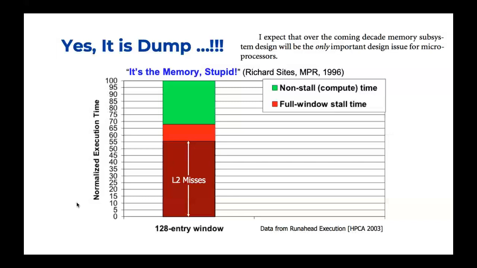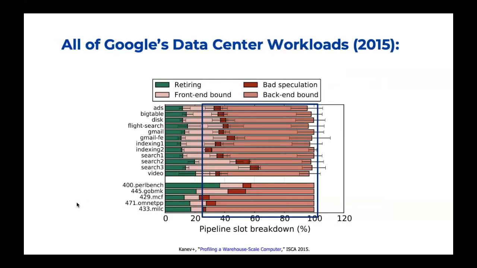And this is about Google data center workloads. As you see, there are Google Ads, Bigtable, Disk, Flywheel, Gmail, and these are Google data centers. The part is just inside the square. You see the time that the processor waited for the data, and how it's a great amount of time we are wasting in the architectures we have now.